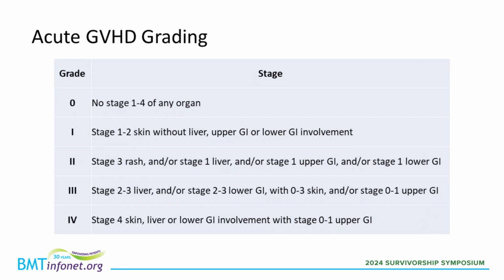Next slide. We combine the staging calculation with that of the skin and the liver, and we determine an overall grade of acute GI GVHD. But for chronic, it's a bit different.